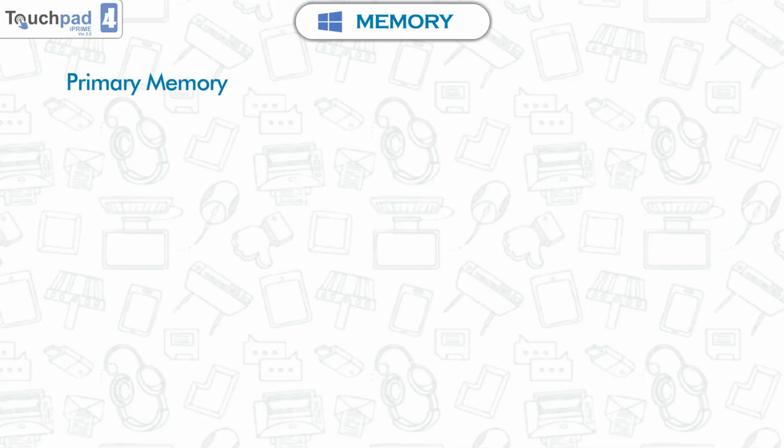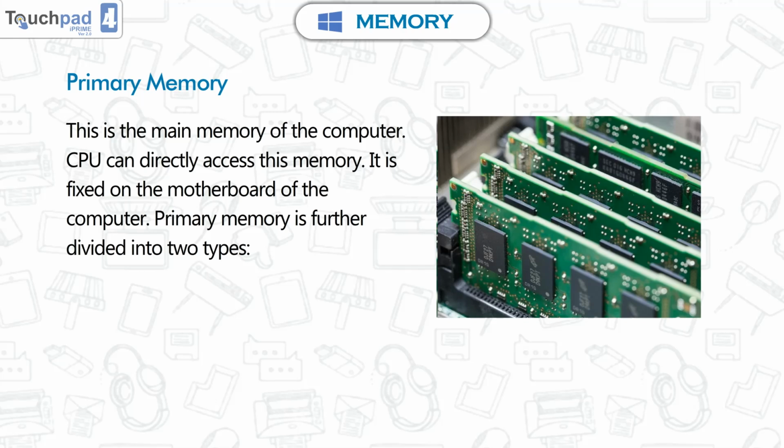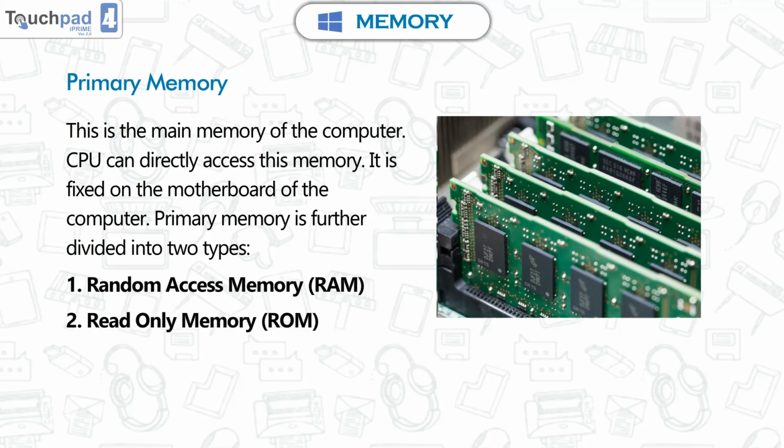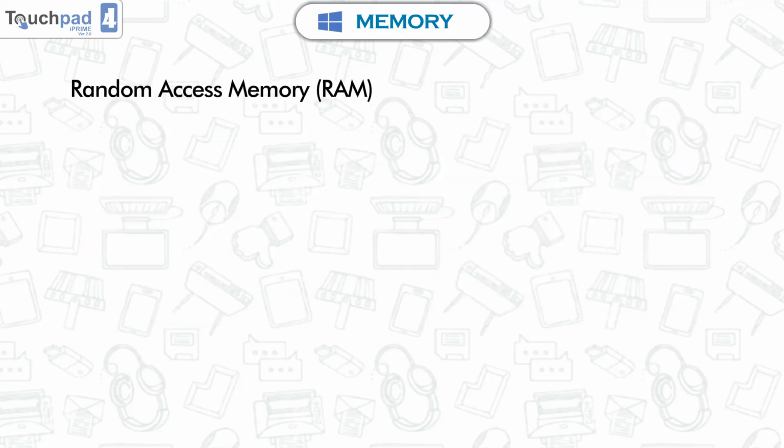Primary memory. This is the main memory of the computer. CPU can directly access this memory. It is fixed on the motherboard of the computer. Primary memory is further divided into two types. 1. Random access memory, RAM. 2. Read-only memory, ROM.